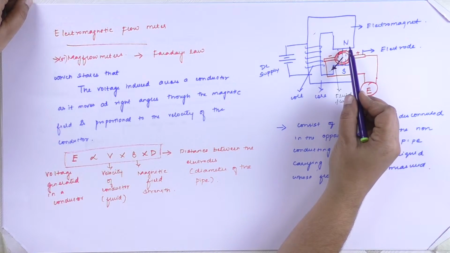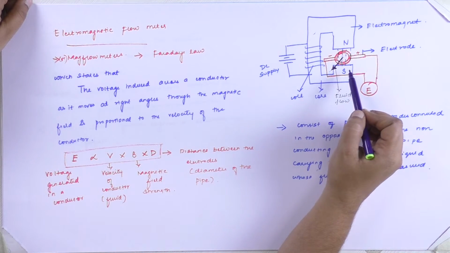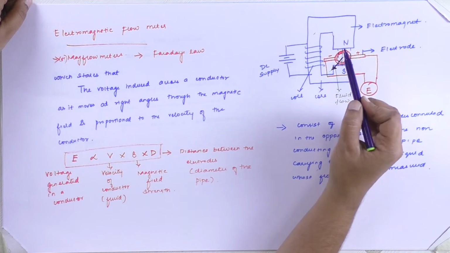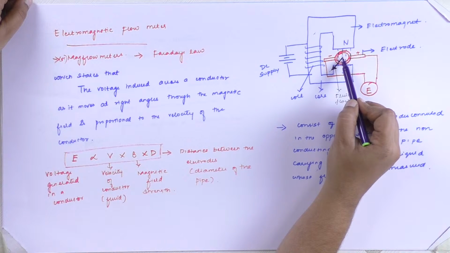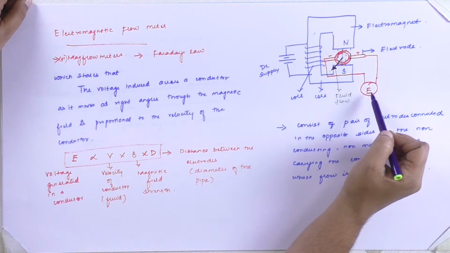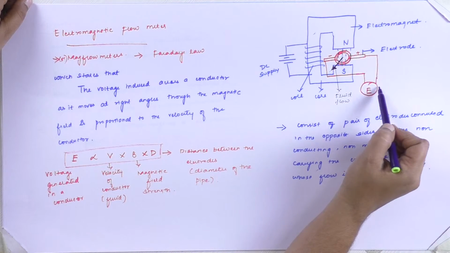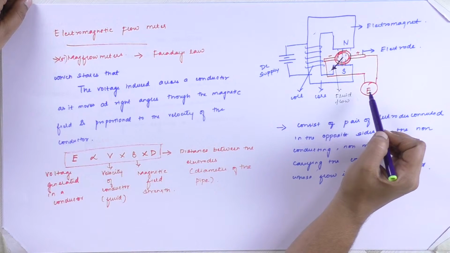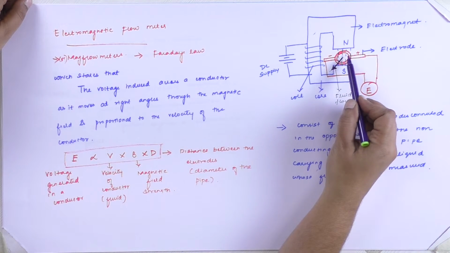Okay, so the magnetic field will be produced with the help of this electromagnet, and the pipe which is carrying the conductive fluid is placed in this magnetic field, and the flow will be perpendicular to the magnetic field, which causes a voltage to be sensed by this electrode, and it can be measured with the help of a meter. So the magnitude of voltage appearing across these electrodes, this plus and minus, will be directly proportional to the velocity of flow.